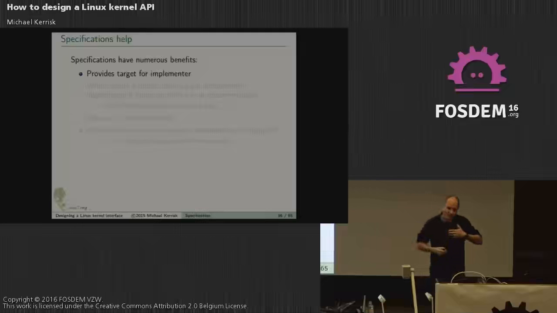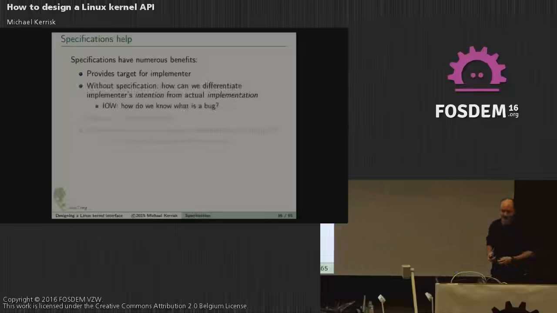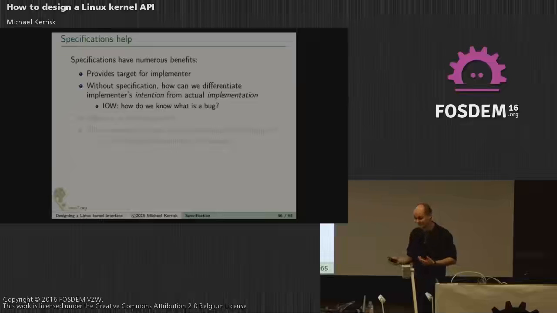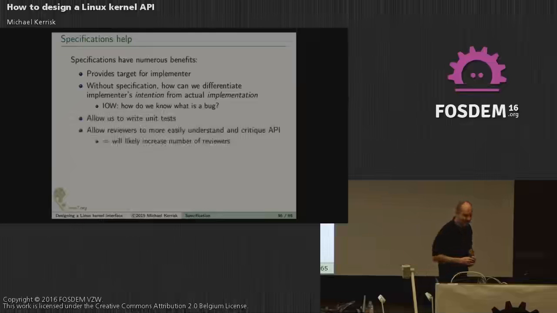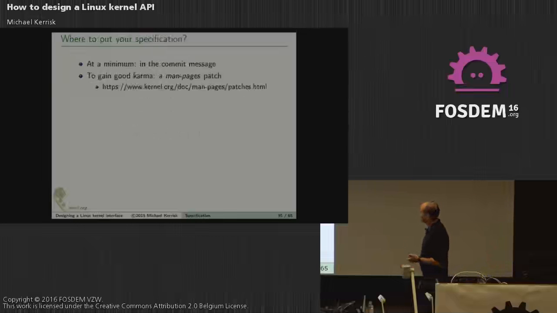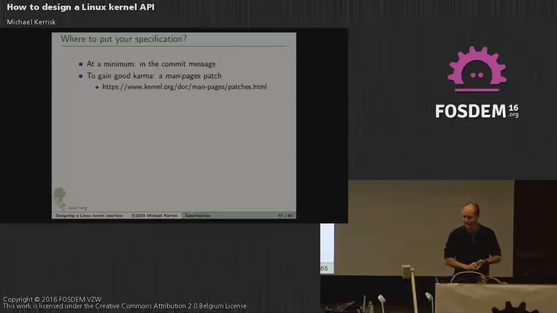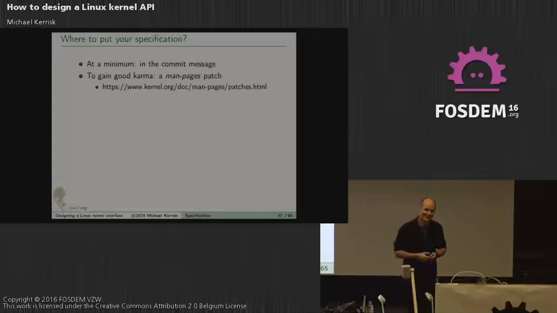And of course, when you've got a specification, then you've got a target for implementers to work towards. If you don't have that specification, how can you tell the difference between the intention of the implementer and what they actually did? That difference, of course, is what we call a bug. And we can write unit tests, and we can even help people review our APIs. So where do you put your specification? Well, a good place to start is the kernel commit message. A lot of kernel commits for new APIs or API changes have no real explanation of the change, not even in the commit message. But some kernel developers do manage to write a good specification in their commit message. Of course, the best place to put these specifications is in something like a man page.